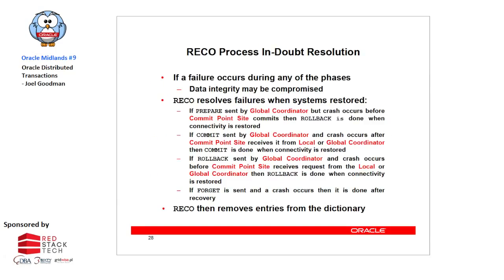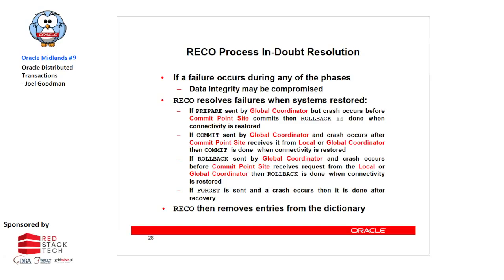So, in-doubt resolution: a failure occurs during any of the phases, and you might have compromised data integrity. In other words, it may be that you don't know whether the other side committed it or not, but somebody has to take a decision, otherwise the table remains locked in this database and several other connected databases you might have.